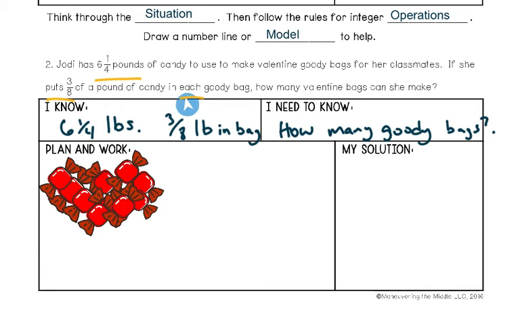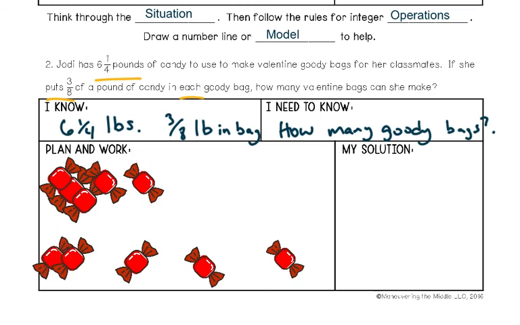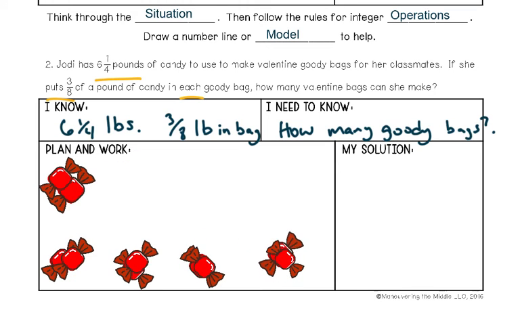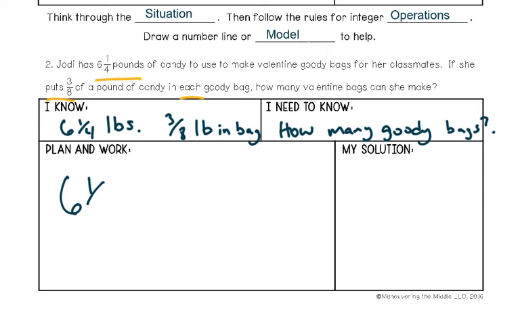So we see the word each again, but think about the situation here. She's taking the candy and she's going to split it up between goodie bags. She's going to evenly split it up between the goodie bags by the pound. Think about what operation that is. What did I just do? When I was taking the big total and splitting it up, I was dividing. So what you're going to do is take the total, 6 1/4, divided by the 3/8. So we are dividing, so we're going to take the total divided by the pounds per bag.